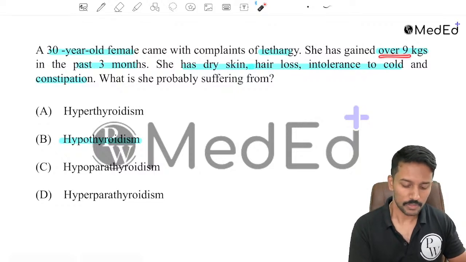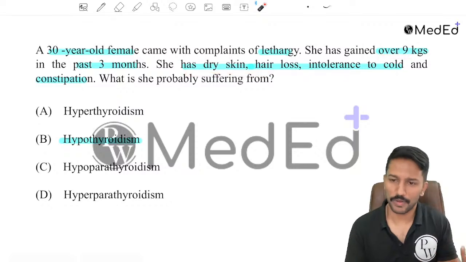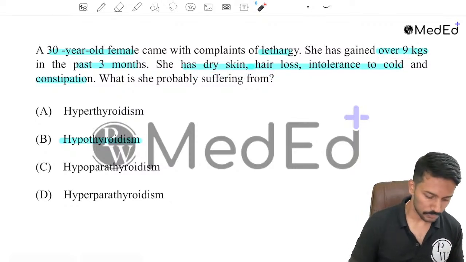The opposite of that would have happened if it was a case of hyperthyroidism. She would have lost weight, she would have heat intolerance, right? And she would have sweaty skin. Hair loss would happen whether hypo or hyper. Okay.